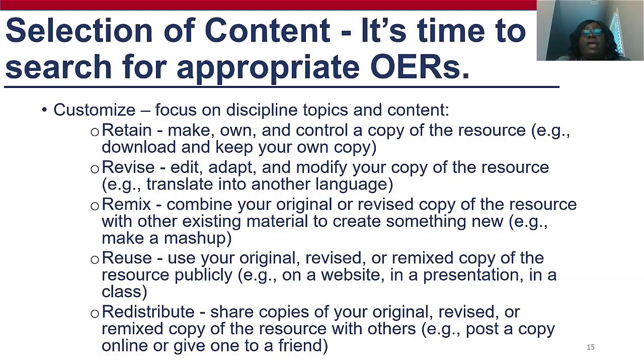So when we customize OERs, we always talk about the 5 R's. The ability to retain, which means save it, refer to it as you would like to. You can make or develop open education resources. The second R is revise, meaning if you find an open education resource that you like and you have some literature, some research that you would like to include, you can edit it. But most importantly, you can adapt it to your specific course or content area.